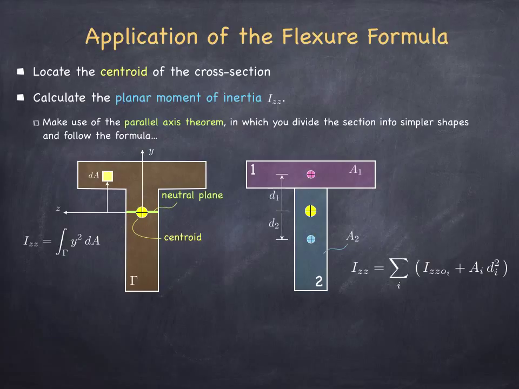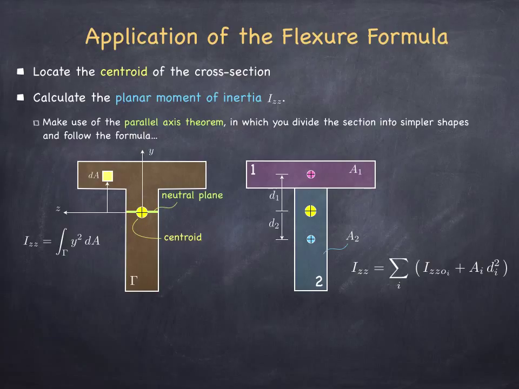So here I have broken up this T section into 2 rectangles, and it's really easy to determine the centroid of these rectangles. They'll be just in the middle of the rectangle. Then I will have to determine the distance of those centroids, which are marked by the pink and blue circles, to the centroid of the entire cross section. So they'll be D1 for section 1 and D2 for section 2.